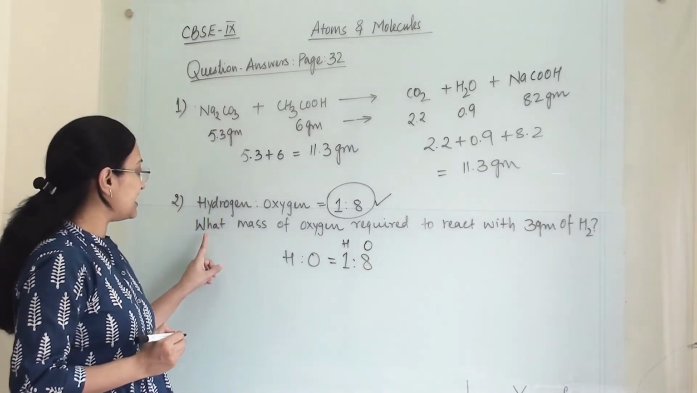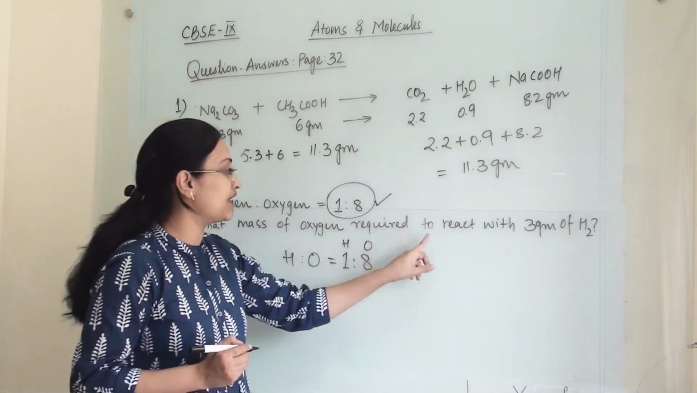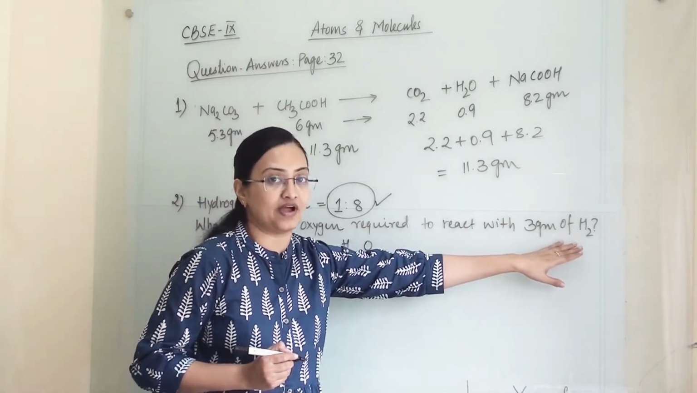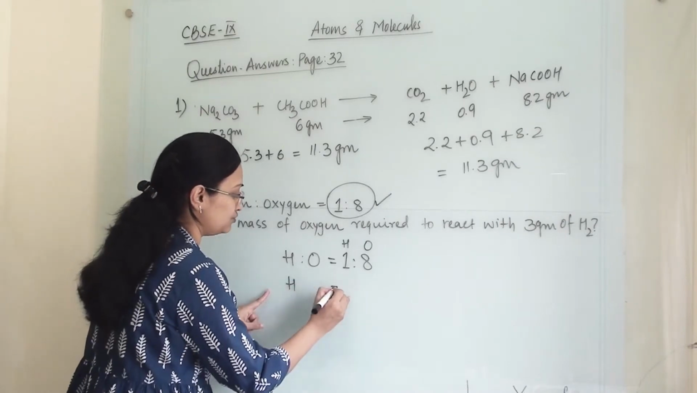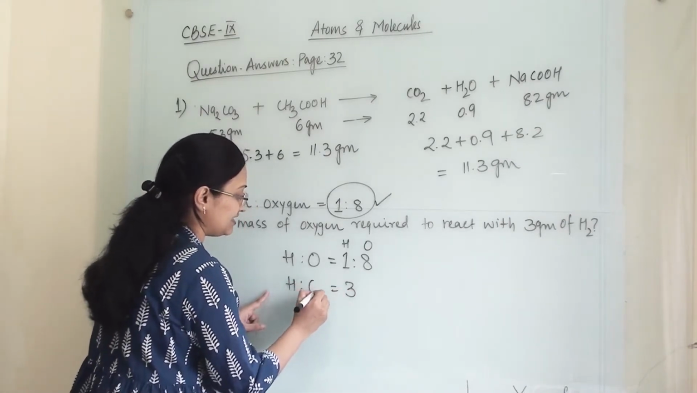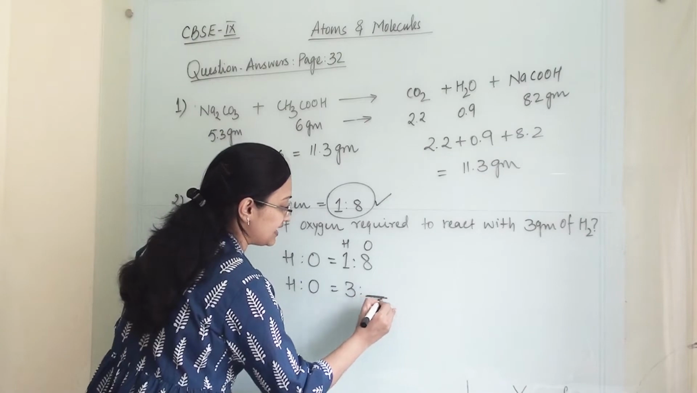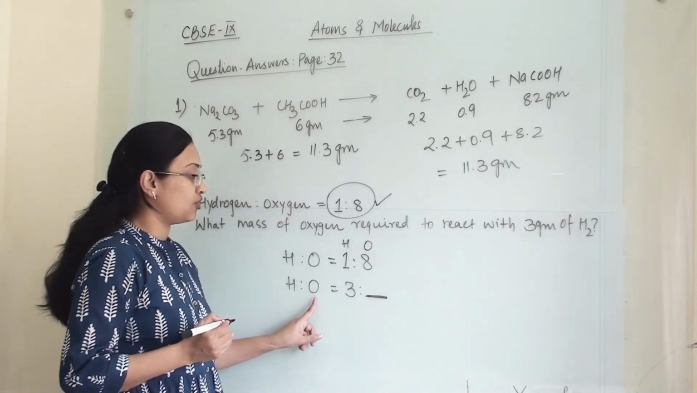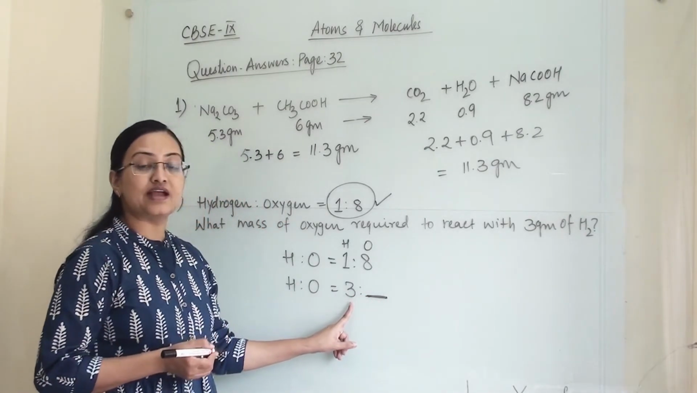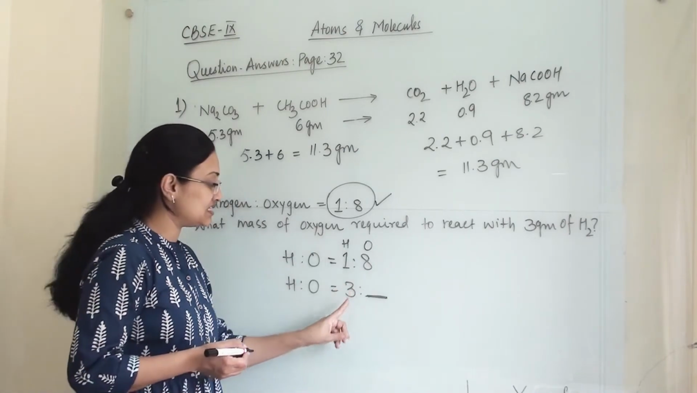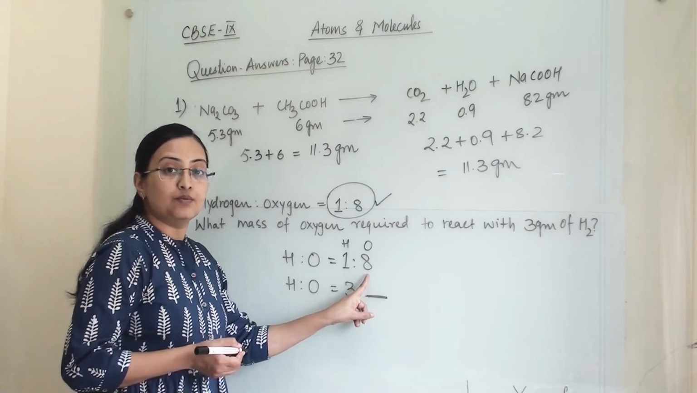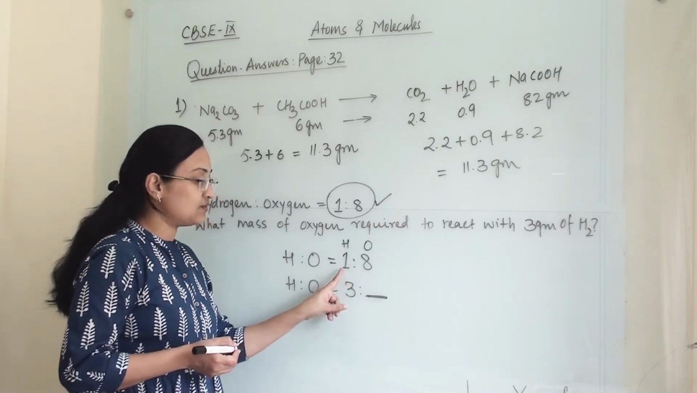Now the question is what mass of oxygen is required to react with 3 gram of hydrogen? So here we are changing hydrogen to 3 gram. Then we need to calculate how much oxygen we require to react with 3 gram of hydrogen. We can directly write here 3 multiplied by 8, because here 1 is there.